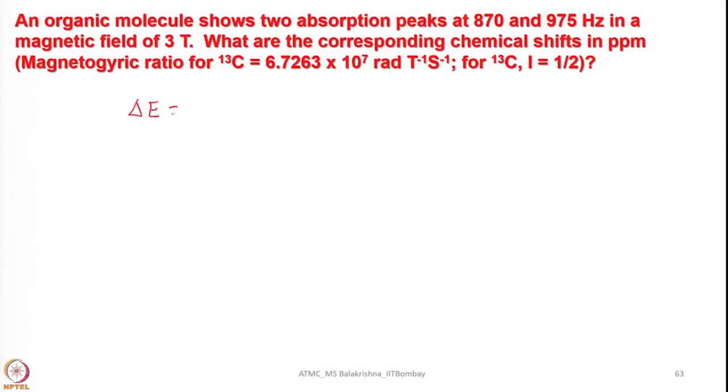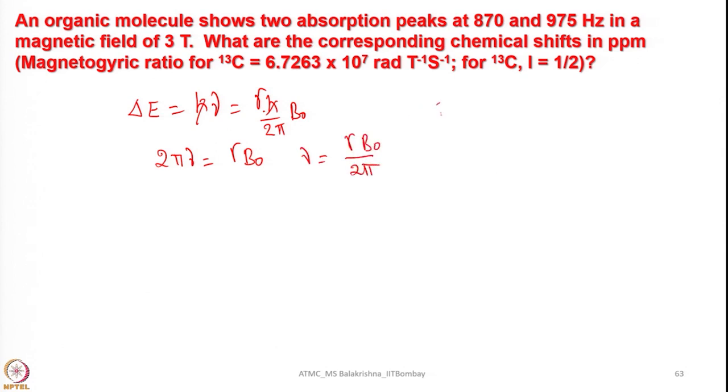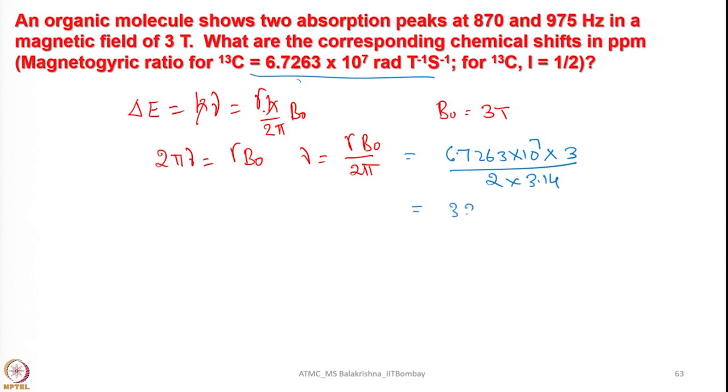It's very simple. Delta E equals h nu equals gamma into h over 2 pi into B naught, where B naught is the applied magnetic field and h is Planck's constant. Now if these two cancel, then 2 pi nu equals gamma into B naught, and then nu equals gamma B naught over 2 pi. B naught is given, gamma is also given. Let's apply here: 6.7263 into 10 to the power of 7 into 3 over 2 into 3.14. Approximately this comes around 32.1 into 10 to the power of 6 CPS, that equals 32.1 megahertz.